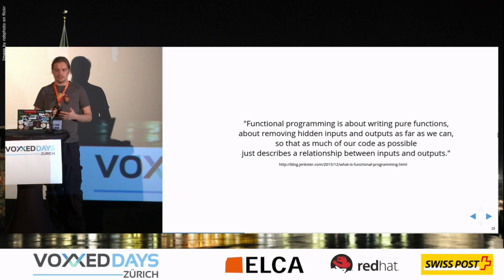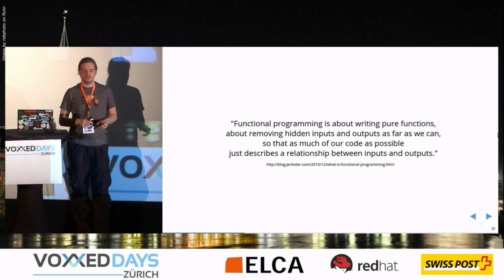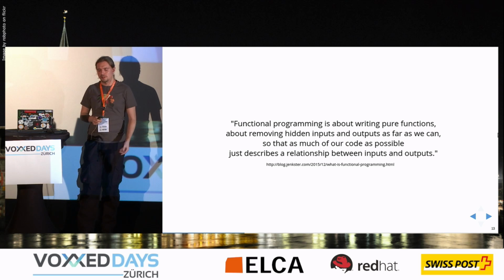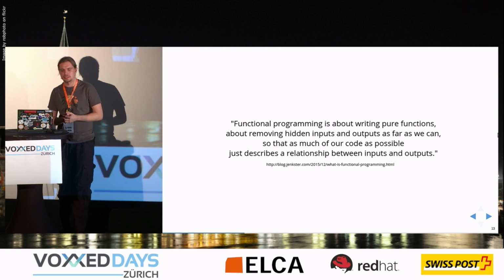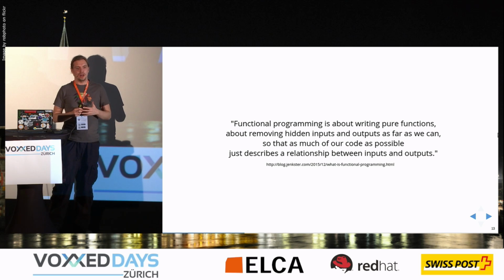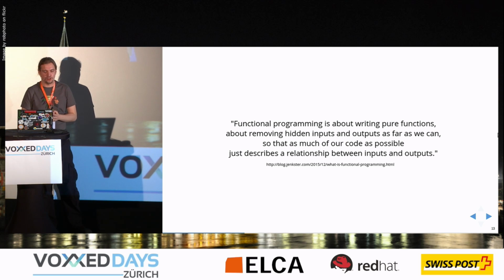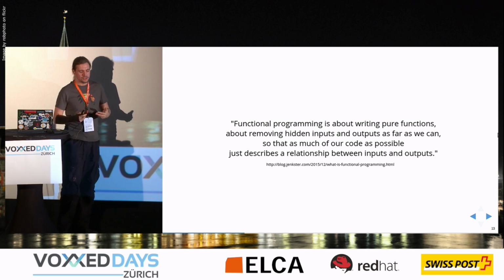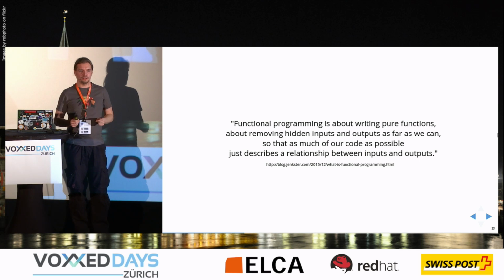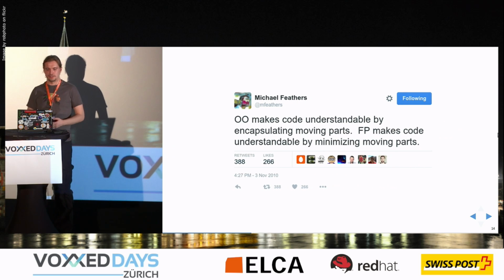So actually, I found a really nice definition. There are many definitions of functional programming, but this one, what I want to focus on during this talk, is that functional programming is about writing pure functions, about removing hidden inputs and outputs as far as you can, so that as much of our code as possible just describes a relationship between inputs and outputs. This is what describes those perfect small blocks that we will be using for composing solutions that just work eventually.